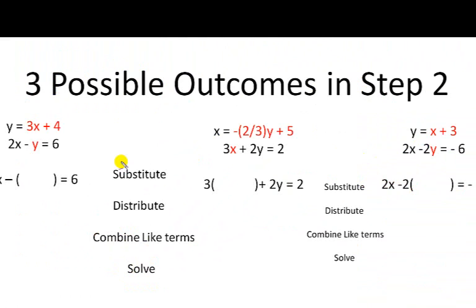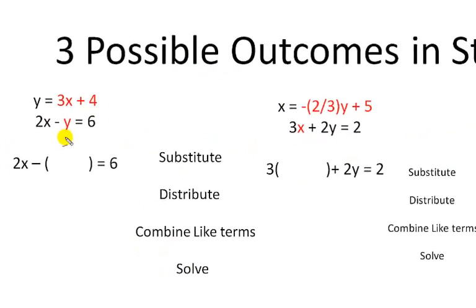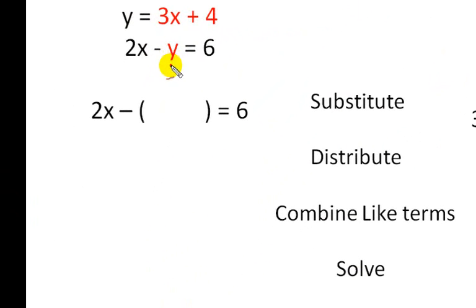Okay, so next I want to talk about three possible outcomes that will happen in step 2 when you substitute, distribute, combine like terms, and solve. So I have 3 different equations here, and I went ahead and solved for one of the variables in each one, and we're going to jump right into substitution. So right here in this first one, I'm going to substitute in for y what y is equal to, which is 3x plus 4. So into this equation, I'm going to substitute 3x plus 4 for y.